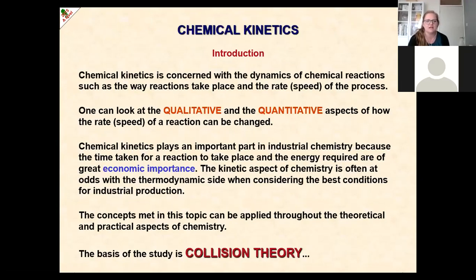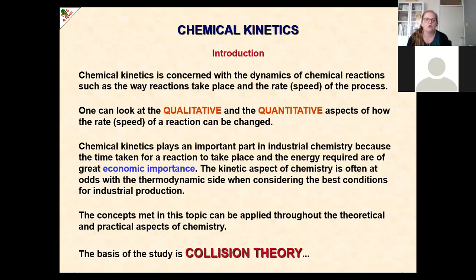So chemical kinetics. Chemical kinetics is concerned with the dynamics of chemical reactions. So basically we're looking at the way reactions take place and the rate of that process. So how fast or how slow that reaction is taking place. We can look at it in two ways, either qualitatively or quantitatively, and how the rate of a reaction can be changed.